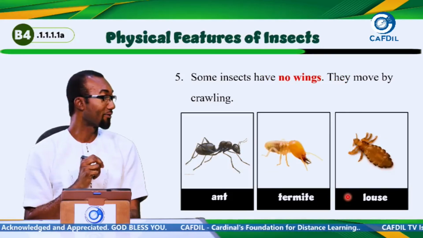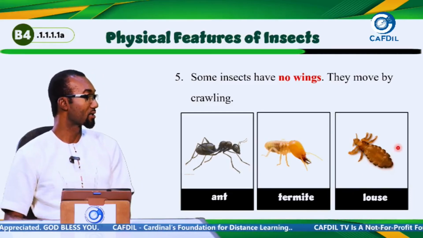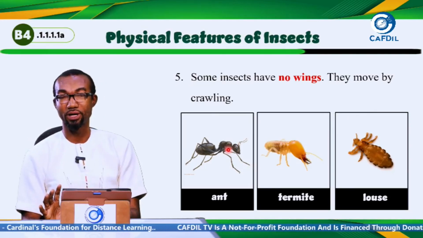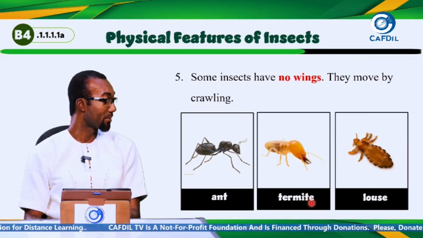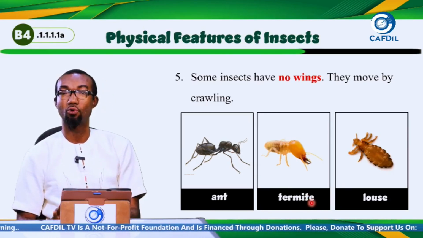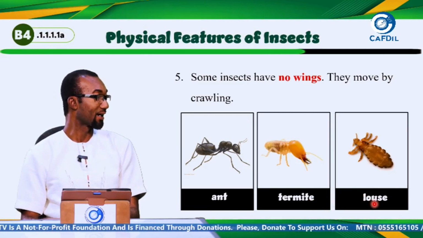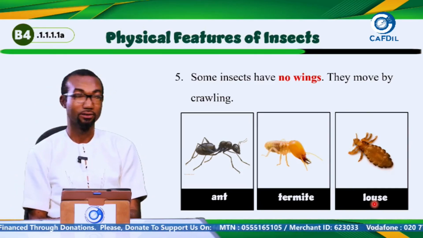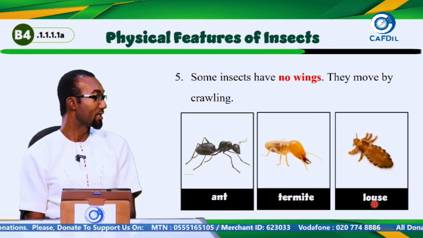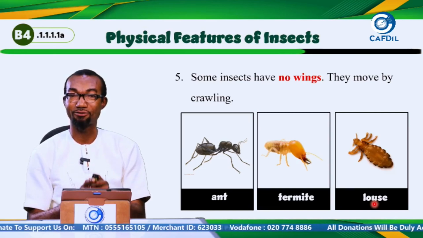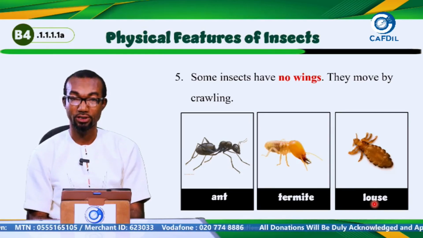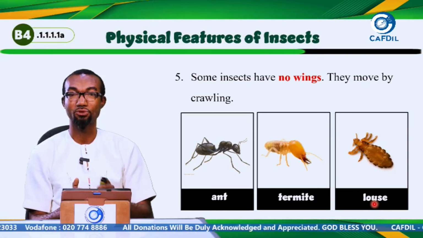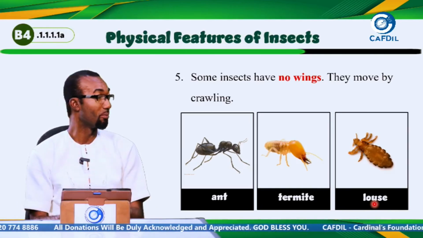Okay, not all of them have wings. Some insects have no wings. They move by crawling. If you look at the ant, it has no wings. They crawl. Some termites too have no wings. They crawl. And the louse, which we normally see in the scalp of our hair. These examples of insects do not have wings. They move by crawling. So not all insects have wings. Some have wings that they use to fly. Some too do not have wings. They move by crawling.